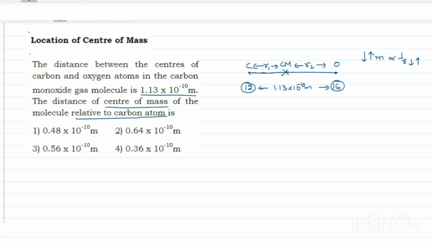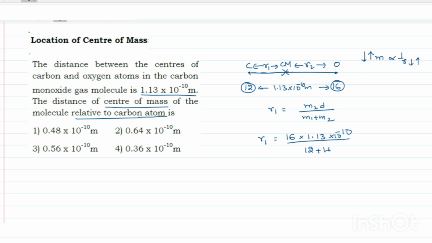From the carbon atom, R1 will be equal to M2 into D by M1 plus M2. Then R1 is equal to M2, in the sense the mass of the oxygen, that is 16, into D, that is 1.13 into 10 power minus 10 meter, by M1 plus M2, that is 12 plus 16.